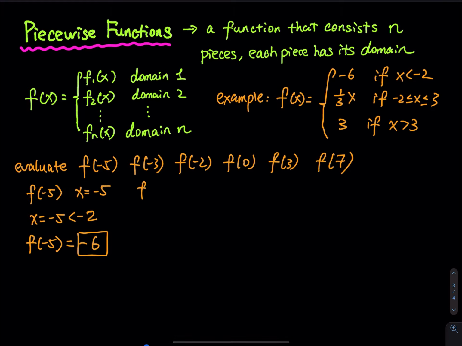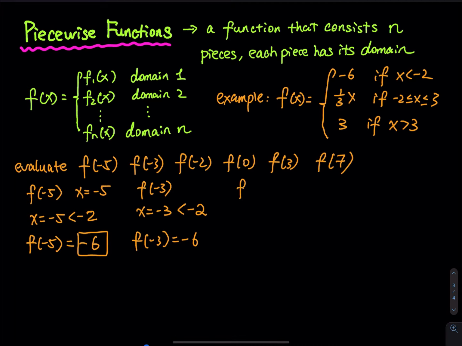The next one is f of negative 3, so x equals negative 3. Which inequality does that satisfy? The answer is the first one. Because negative 3 is less than negative 2, I am taking the first piece. So f of negative 3 is just equal to negative 6.